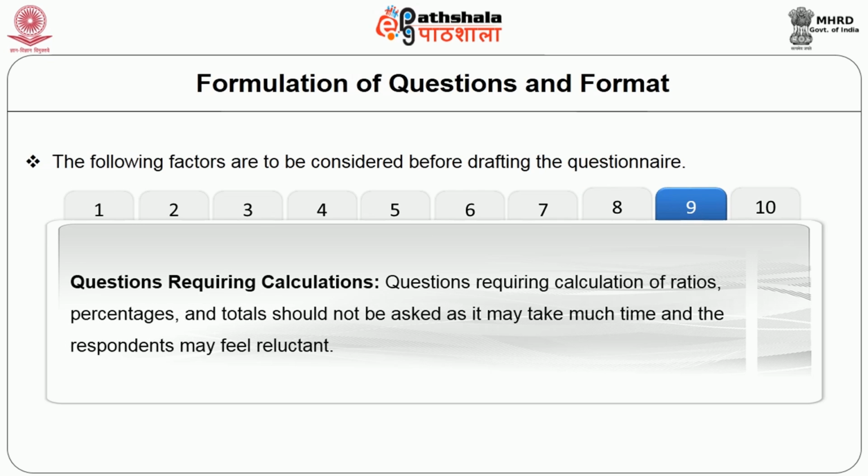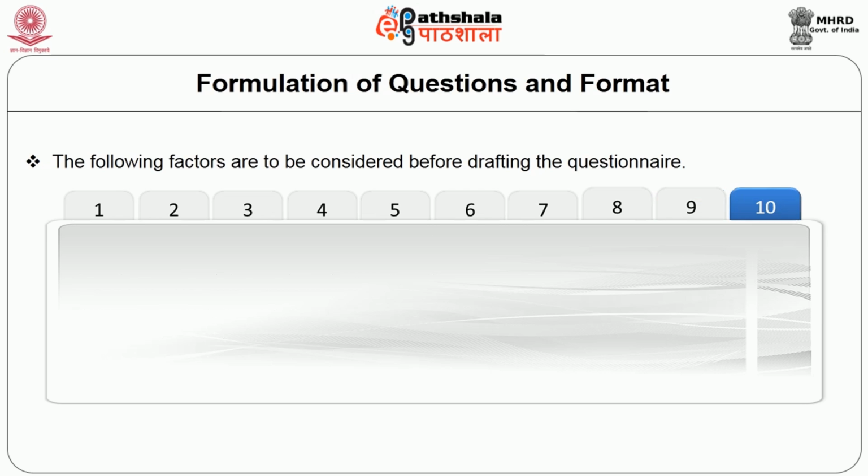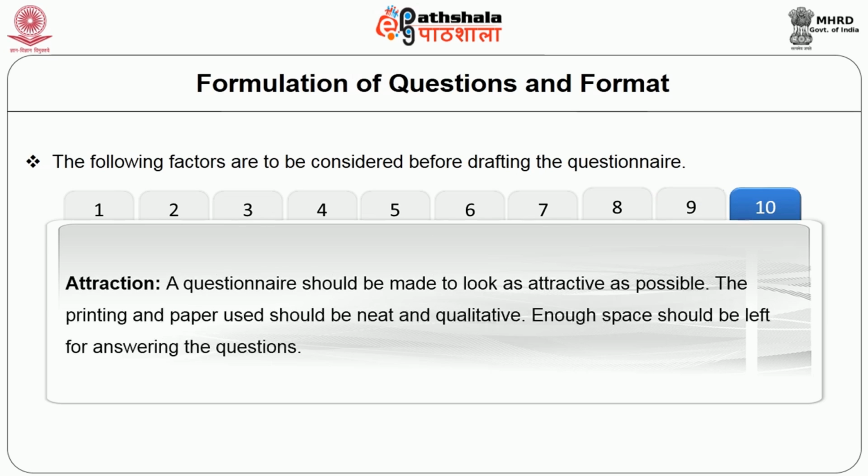Number 9. Questions requiring calculations. Questions requiring calculations of ratios, percentages, and totals should not be asked, as it may take much time and the respondents may feel reluctant. Number 10. Attraction. A questionnaire should be made to look as attractive as possible. The printing and paper used should be neat and of good quality. Enough space should be left for answering the questions.